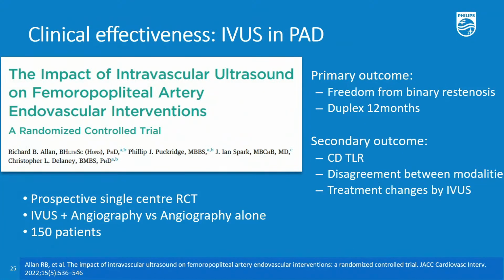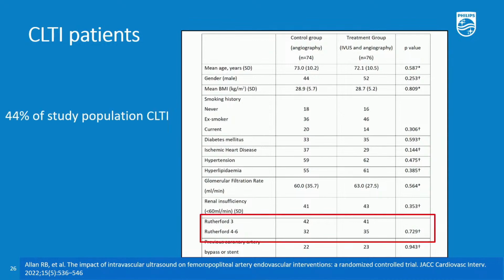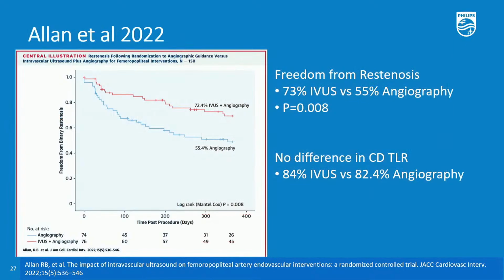Right, so this is the randomized controlled trial that was published a couple of years ago, and it was looking specifically at the FEMPOP area, and it was incorporating both claudicants and CLTI patients. The outcomes were freedom from binary restenosis, so that's either is there restenosis or not, and this was ascertained through duplex at 12 months. The results were, this was the pre-treatment groups, and around 45% of these patients were CLTI. So it's relevant to this talk, I hope.